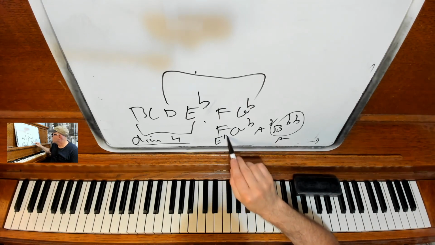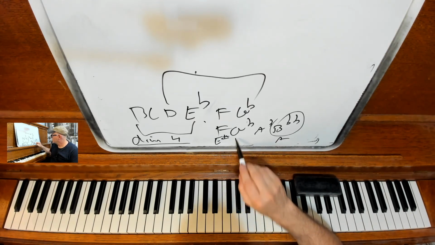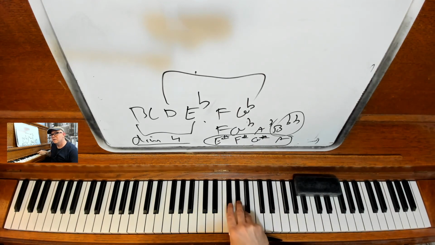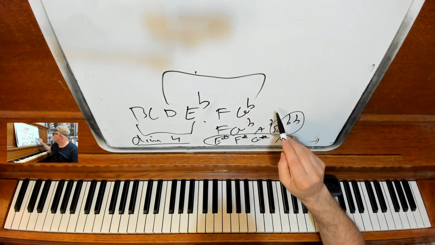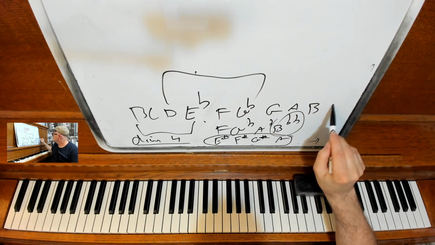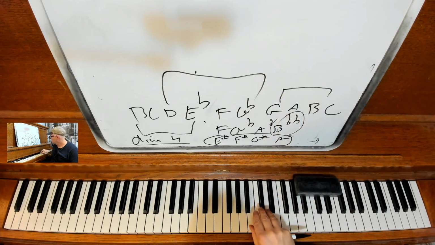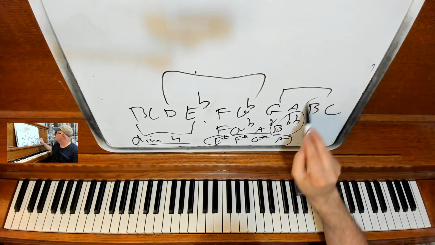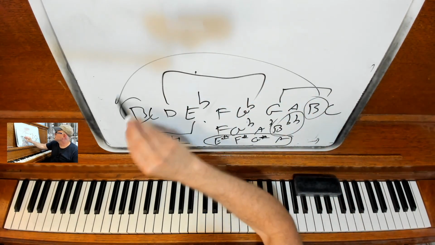So we could call this E sharp, F sharp, G sharp, A. That's probably a preferable spelling. And then we go back down a half step. G sharp, A, B, C. Sorry, did I do that right? Yeah, right. But the actual scale itself is contained there.